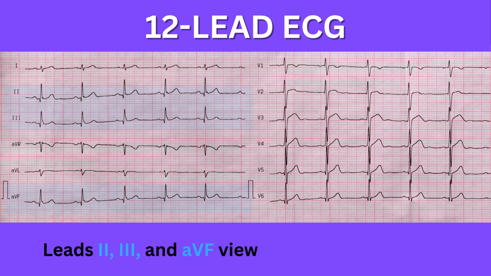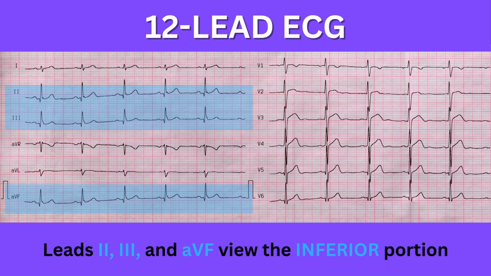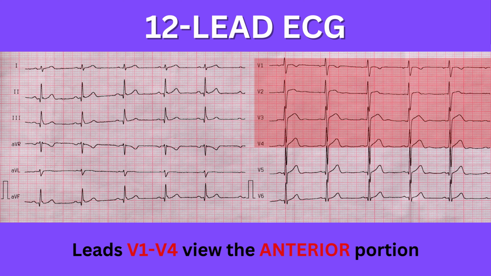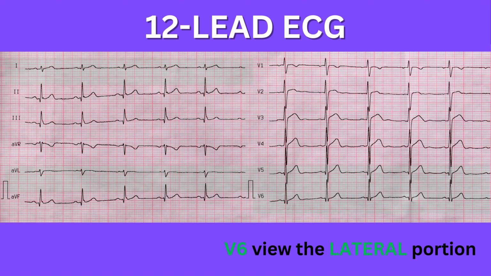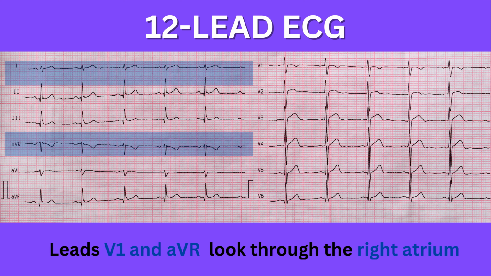Leads 2, 3, and AVF view the inferior surface of the heart. Leads V1 to V4 view the anterior surface. Leads 1, AVL, V5, and V6 view the lateral surface. And leads V1 and AVR look through the right atrium.